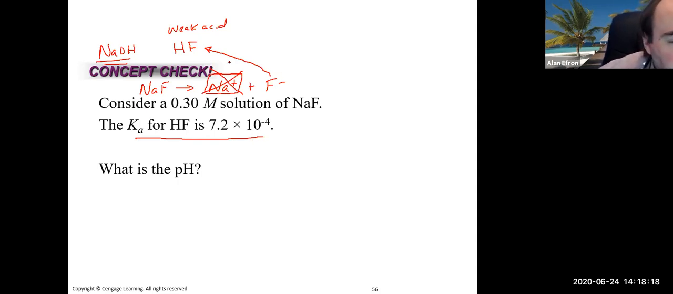So what we do know is because F- came from a weak acid, this is going to be relatively strong, and this will go through hydrolysis.